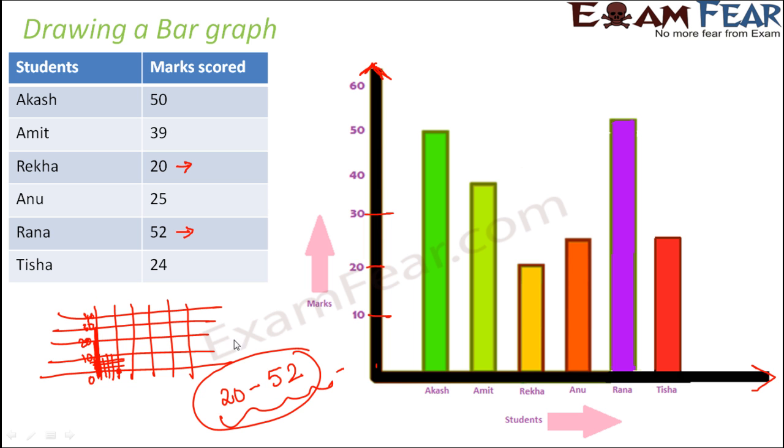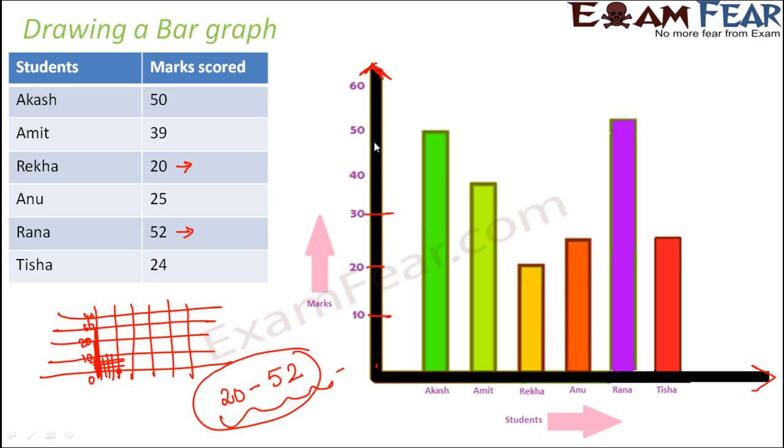So why did we choose this? Because we need to go only up to 52. That means we need to mark only up to 60, because 52 would lie between 50 and 60. So 60 would mean just 6 squares. Each of these is one square. Six squares is absolutely fine, and it can be drawn on a sheet of graph paper. That's how we decided the scale on the y-axis.